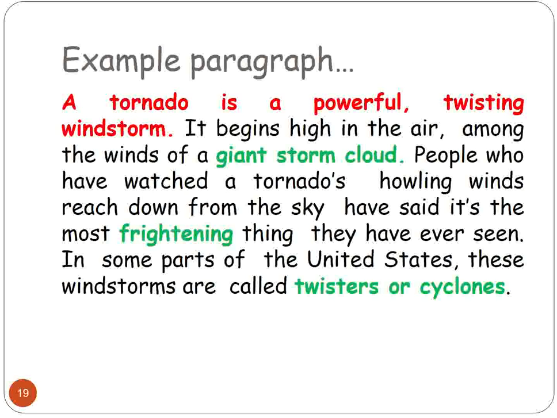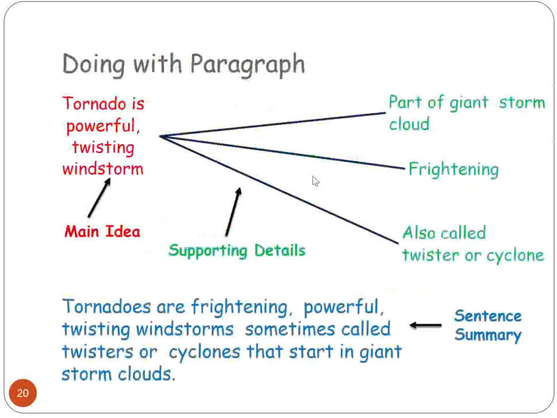अब यहाँ पे now in green are the important details, whereas the sentence that is highlighted in red, that is the topic, और उससे रिलेटेड डिटेल्स हमने यहाँ पे दिए. So you can look at this diagram that tornado is powerful twisting wind storm. ठीक है, सपोर्टिंग डिटेल्स क्या है, part of giant storm, frightening, also called twisters or cyclones. So these are the supporting details.